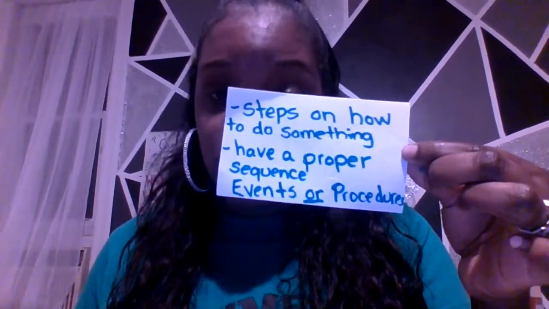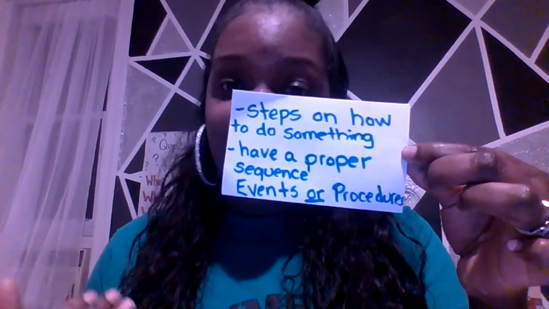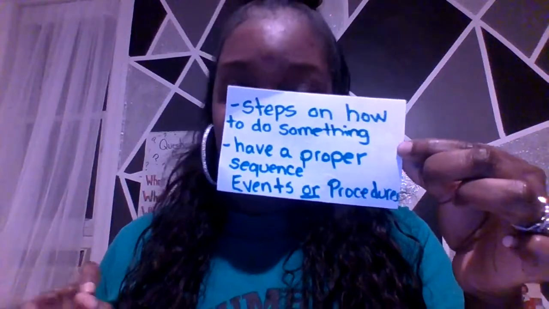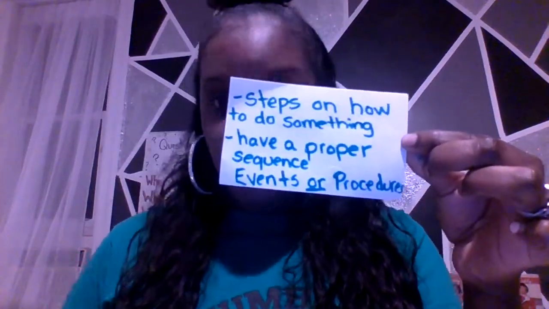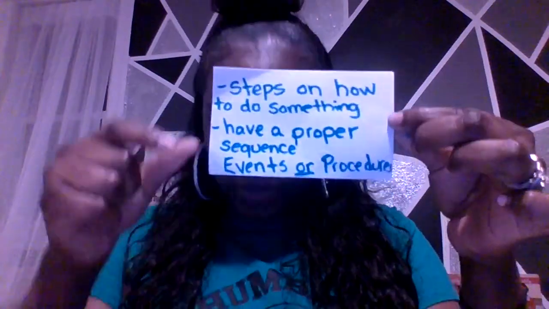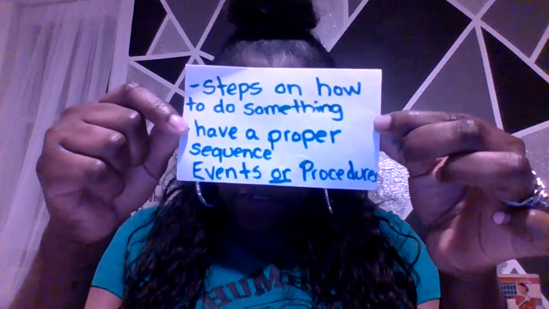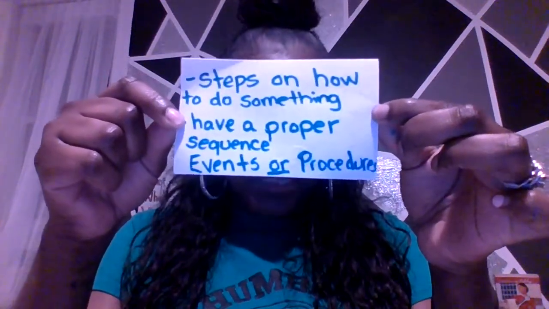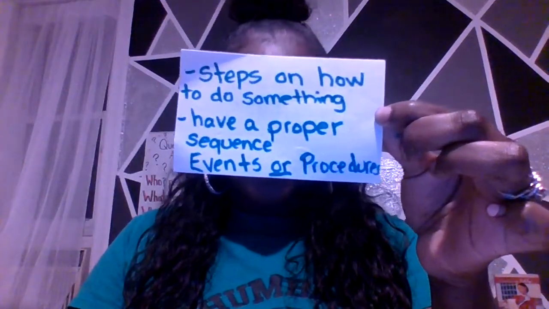So for this last card, you're actually going to have to write the word events or the word procedures on the line. I'm going to read the card and you're going to tell me if you feel like this tells an important event from a story, write the word events for number 3. If you feel like it's telling you step-by-step instructions, write the word procedures for number 3. It says steps on how to do something. Have a proper sequence. Is that describing events or procedures? Pause the screen and write your answer.